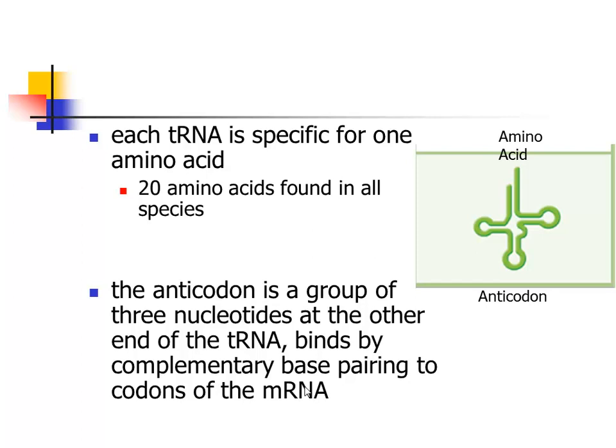There are 20 amino acids found in all species. So this here is what you see is the transfer RNA. On one end of the transfer RNA is an anticodon. On the other end is the amino acid. So the ribosome is reading the codon of the messenger RNA, and that tells which transfer RNA to bring in, which has an anticodon on one end and an amino acid on the other.